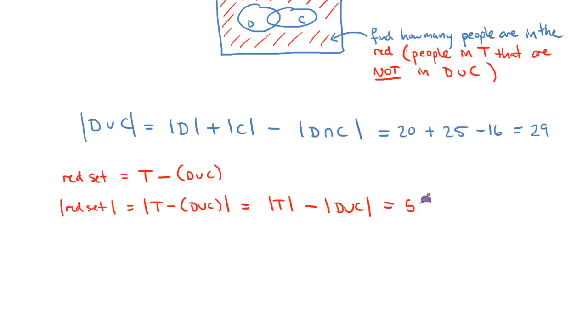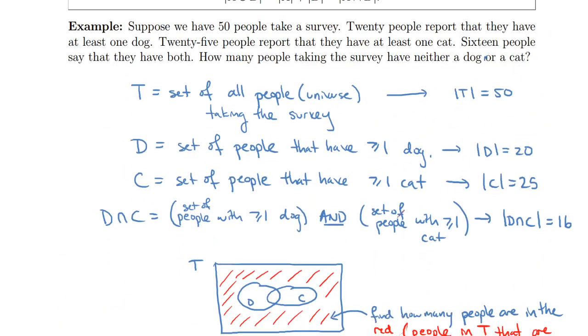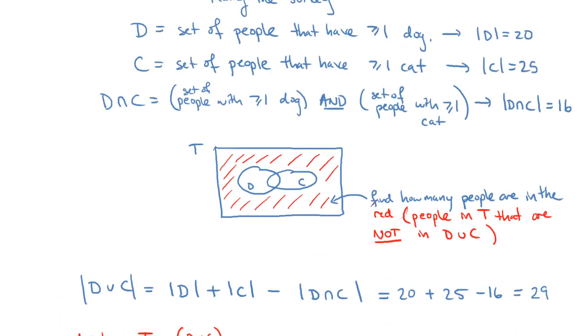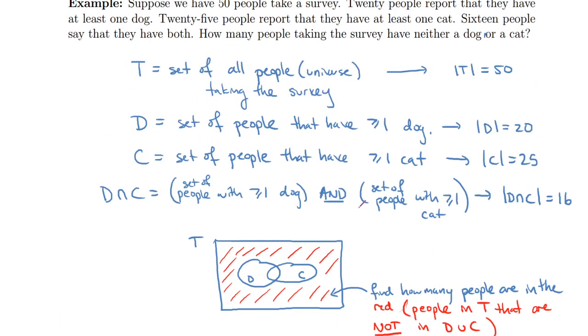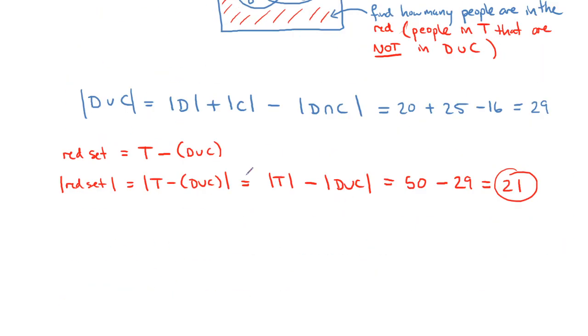So 50 people took that survey, but 29 of them were in one of those two categories. They either had a dog or they had a cat. So then that leaves 21 left. So those 21 people have neither a cat nor a dog, right? That's an interesting problem where you can use some more complicated techniques such as the inclusion-exclusion principle to calculate this for us. So that's kind of a neat problem.